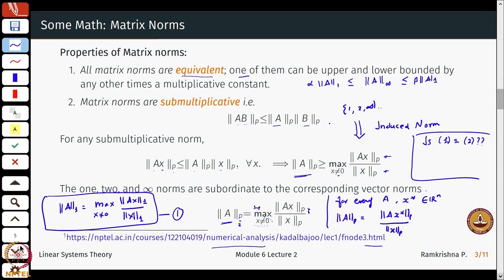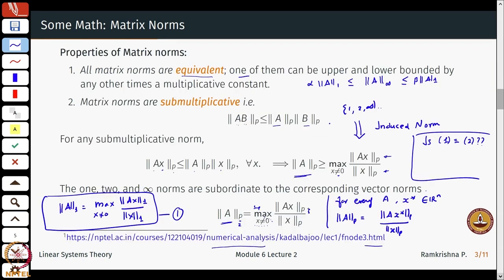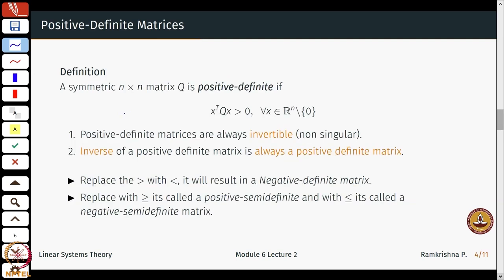So, there is a good equivalence between the definitions of the 1, the infinity and the 2 norm, and what I derived here via the submultiplicative property. Okay. So, of all these properties, this is what we will be using in this lecture. Now, a little to do with definitions or some properties of positive definite matrices.